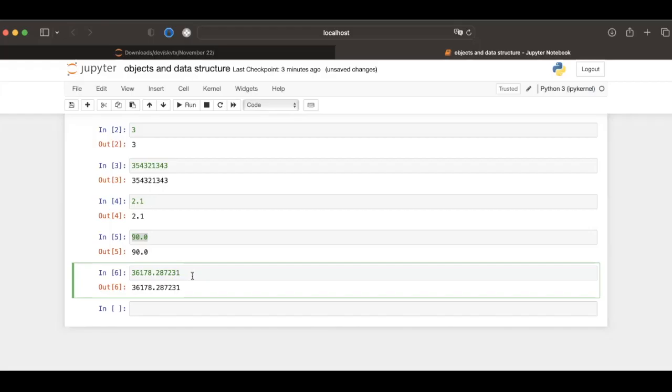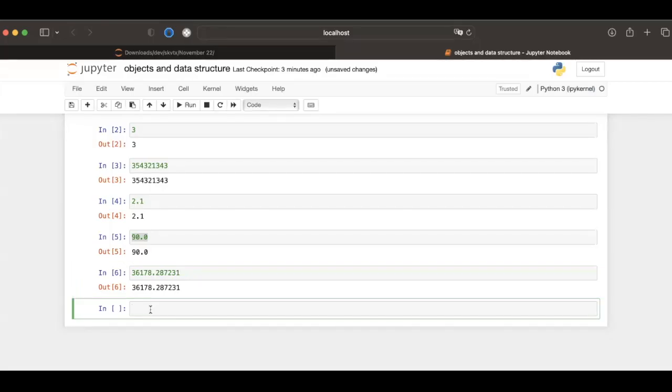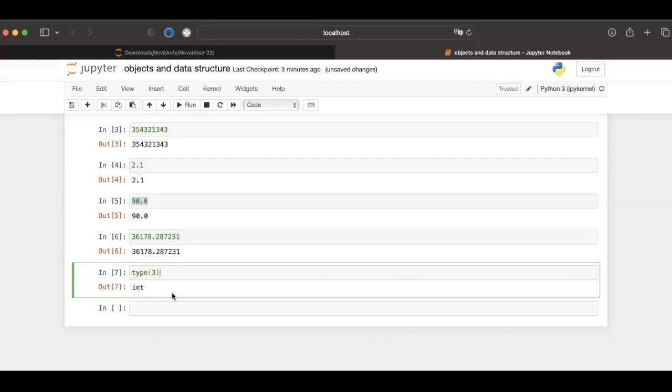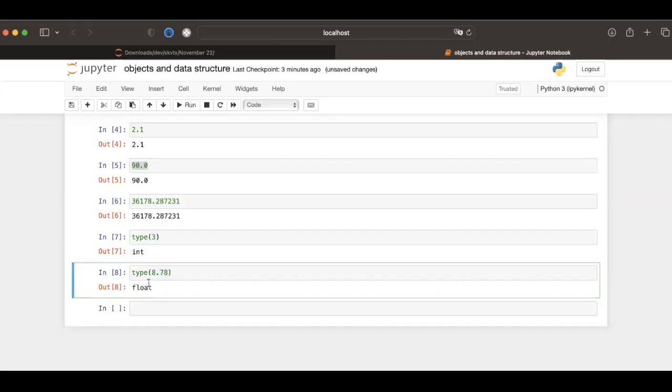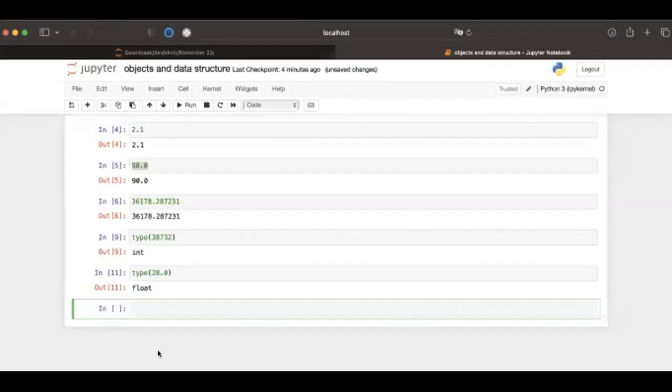There is a type function there. If you simply use type and put the number inside it, you'll be able to see whether it is an integer or some other kind of data type. For example, type of a decimal number like this will give me float. Any whole number will be an integer, and anything that is a decimal will be a float. Even 28.0 is a float.